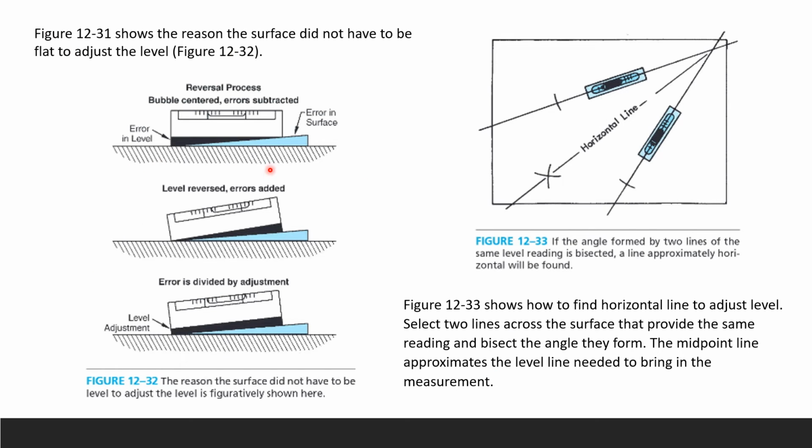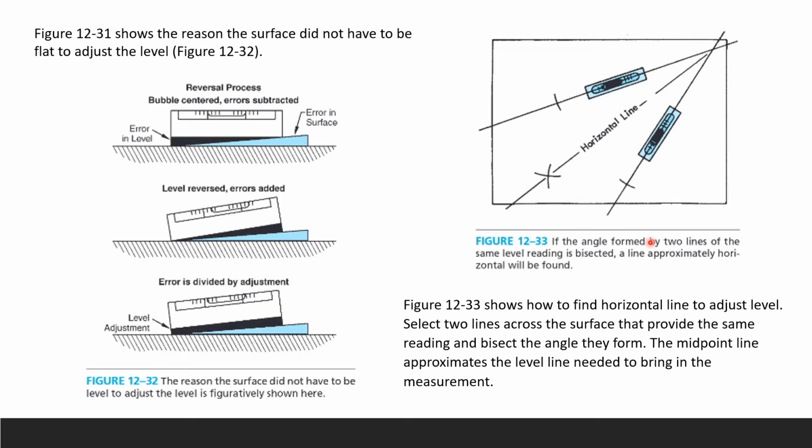Even if we say, just get a flat surface or a horizontal line, theoretically outside in the real world we don't need a flat surface to adjust the level at all. This is just showing you the reason the surface does not have to be level to adjust the level, as figuratively shown right here, because you can still manage to get this bubble back to the center without having a flat surface. Even if it has an angle, you can still adjust the bubble back to the center. That's what we're saying theoretically.